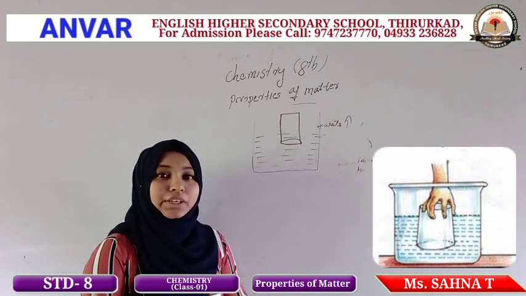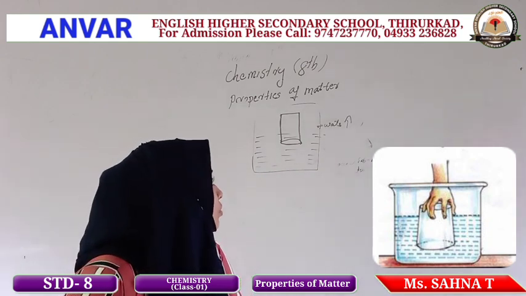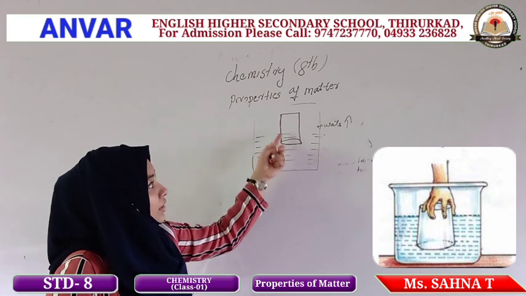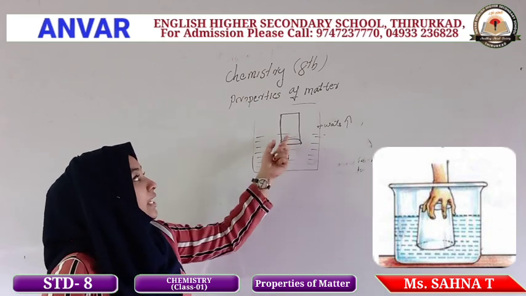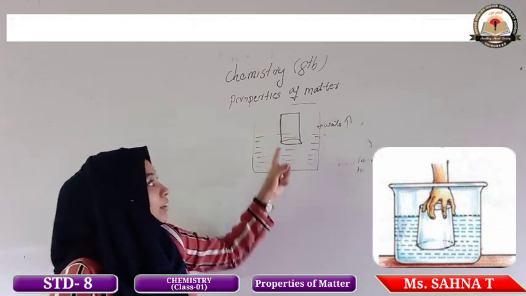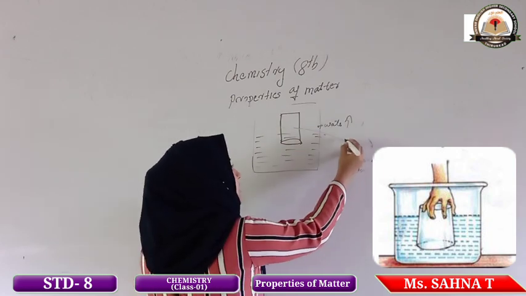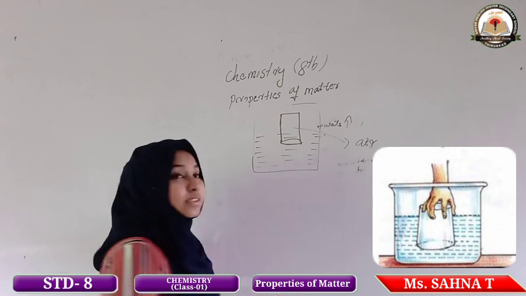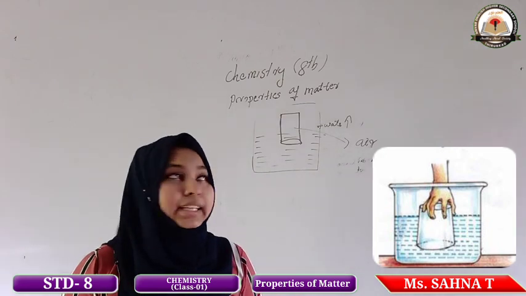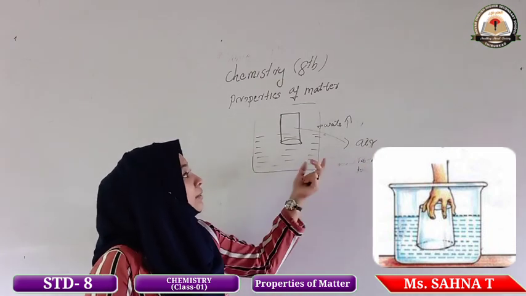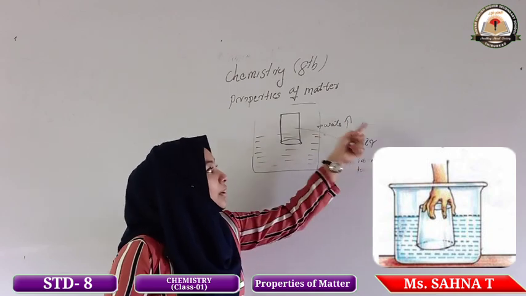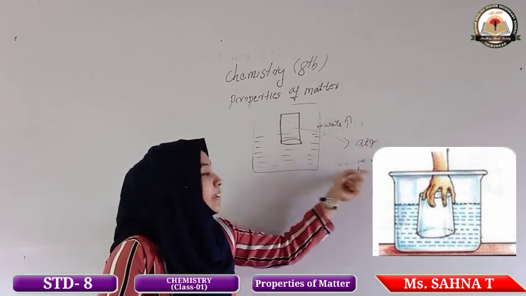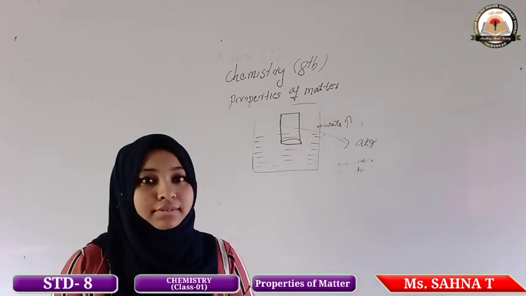Next we check whether water enters the glass tumbler. Water does not enter the glass tumbler, because inside the glass tumbler air exists. So air is matter. Matter needs space to occupy.